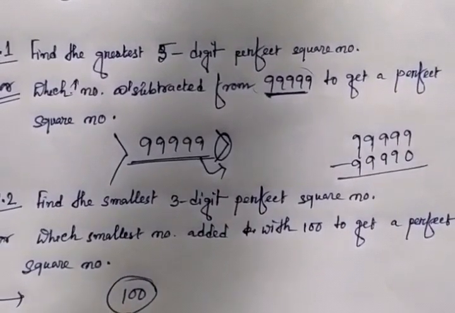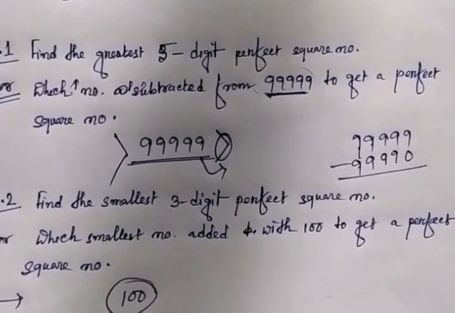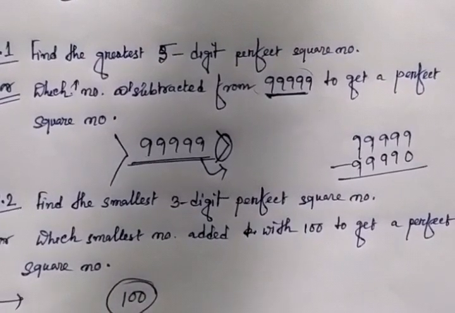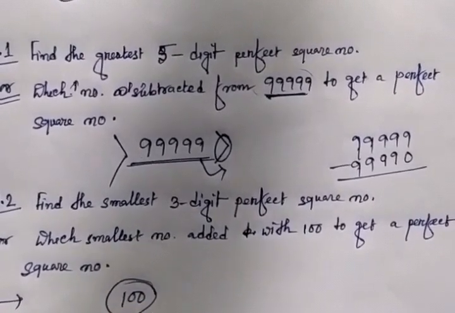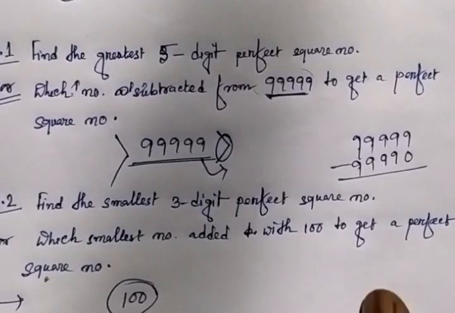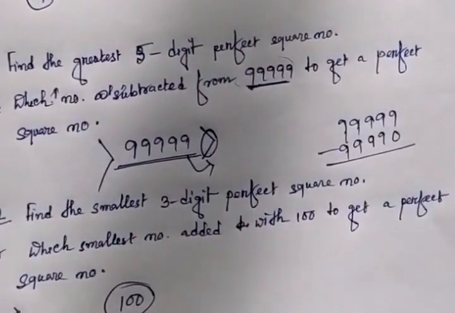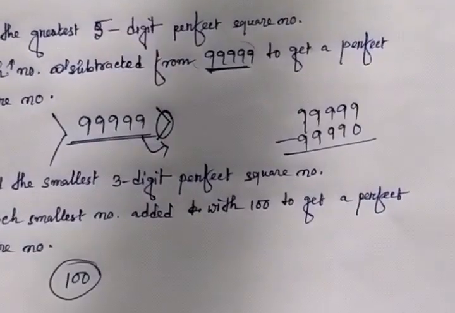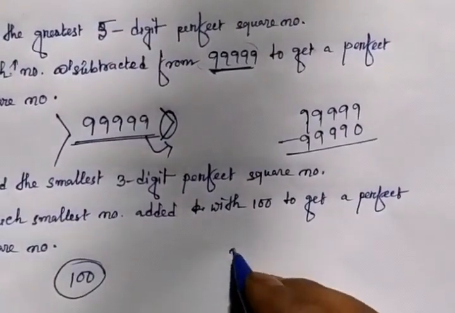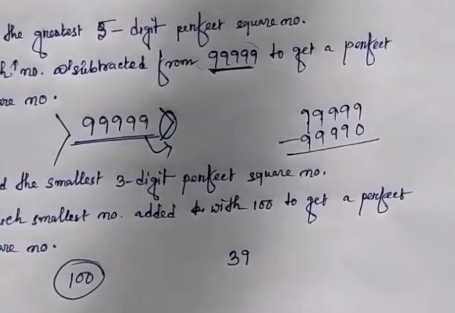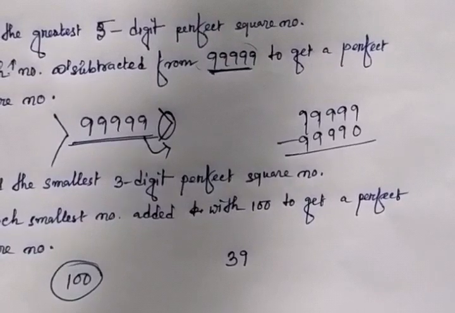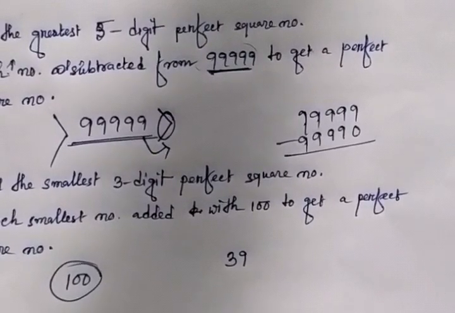If we subtract something, then it becomes a 2-digit number. So we must add some value to 100 to get a perfect square number. To understand the meaning of the question, I take one example: which number added to 39 gives a perfect square number, and which number subtracted from 39 gives a perfect square number?